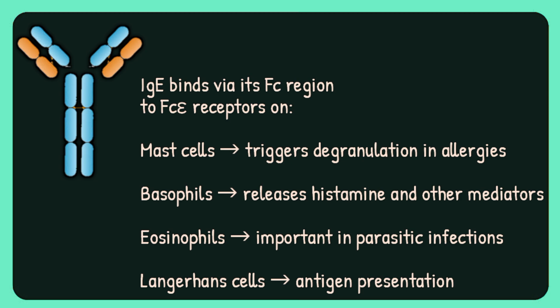IgE binds to immune cells through its Fc region. On mast cells, it triggers degranulation during allergies. On basophils, it releases histamine and other mediators. On eosinophils, it helps fight parasites. And on Langerhans cells, it aids in presenting antigens.